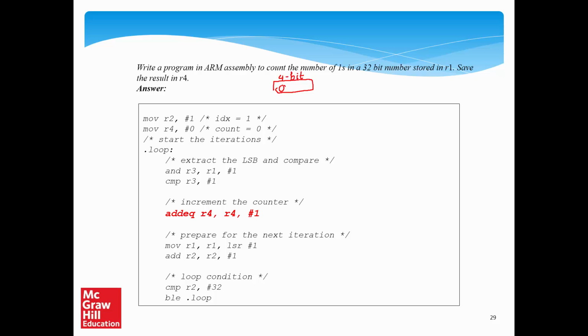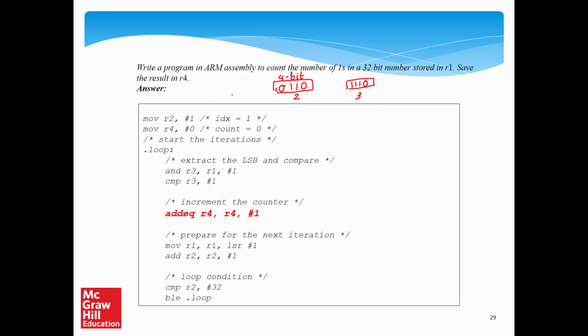Consider the number of ones. The number of ones are 1 and 2. Consider another 4-bit number. Count the number of ones. There are 3 ones. So similarly, we'll have to do that. In a 32-bit number, we need to count the number of ones that are there in its binary representation, of course, and we need to save the result in R4.